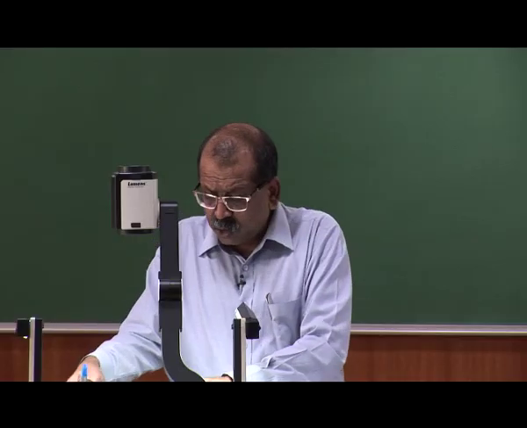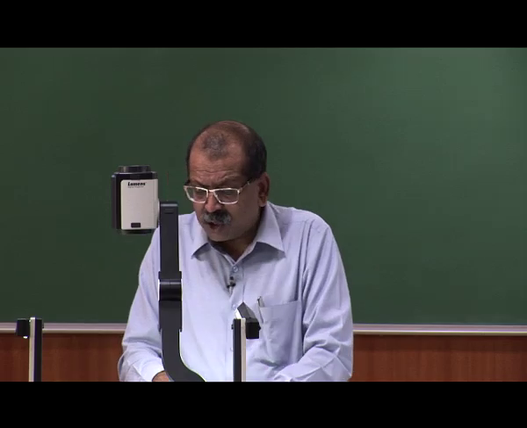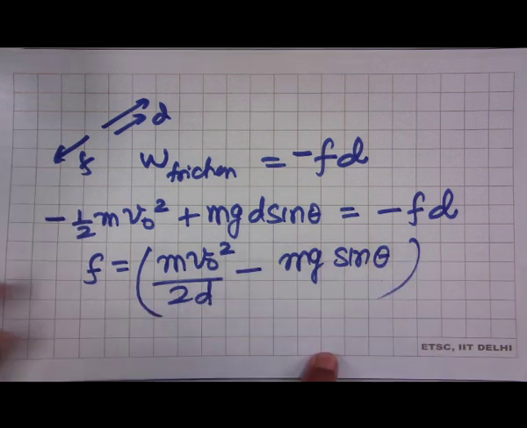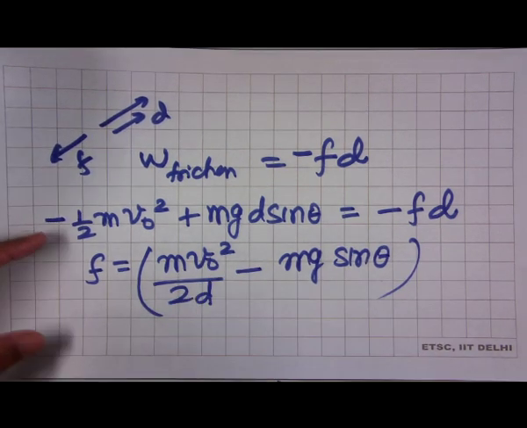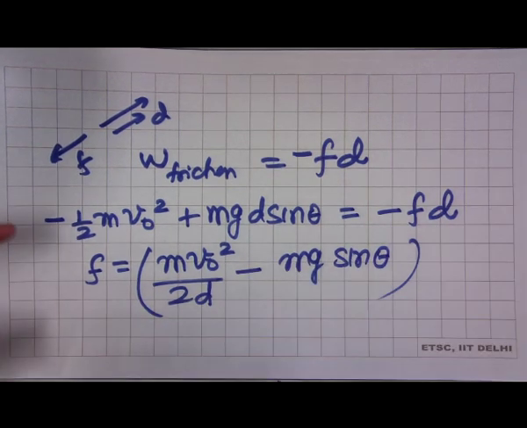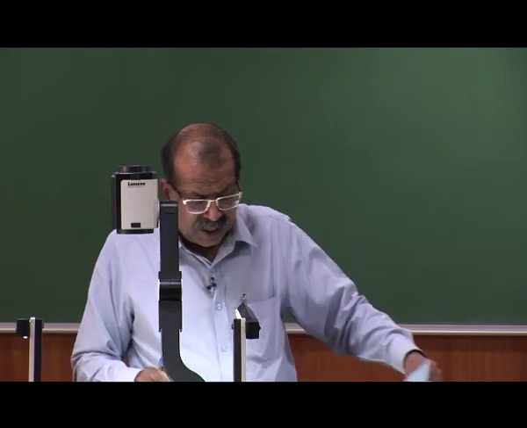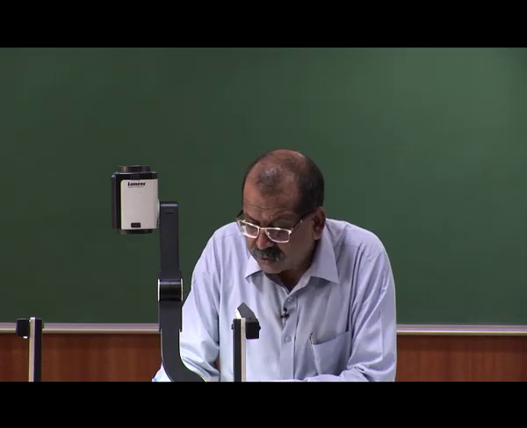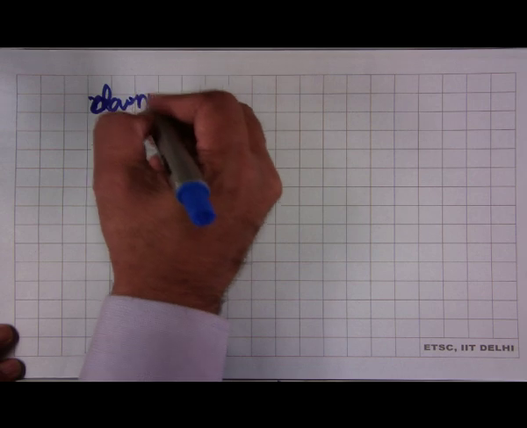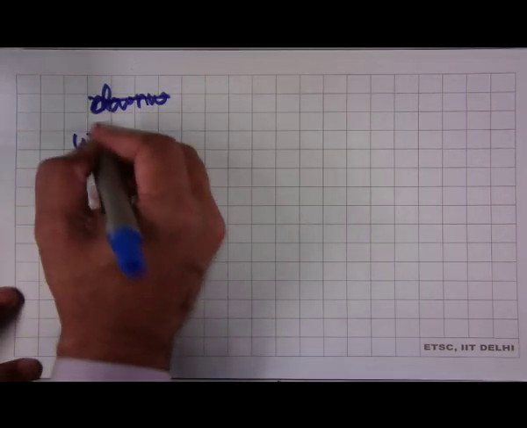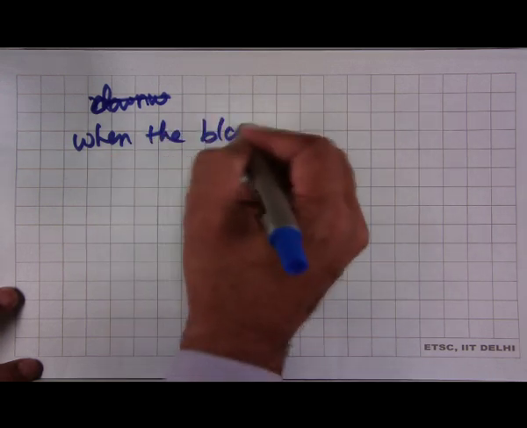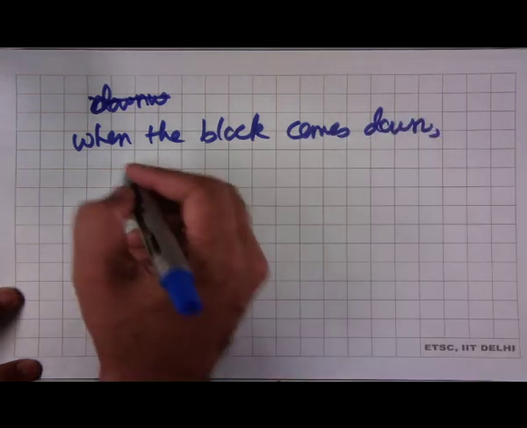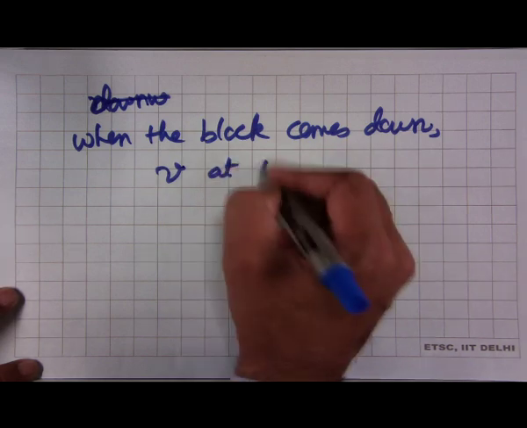Now, to find this friction force, we know if the block has to move up, it has to be always positive, and this will give us the condition on V0 for this block to move up, or up to what height it can go. Now, what we have to find is, when the block comes down, the speed at its starting point.